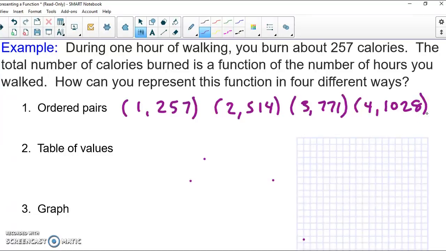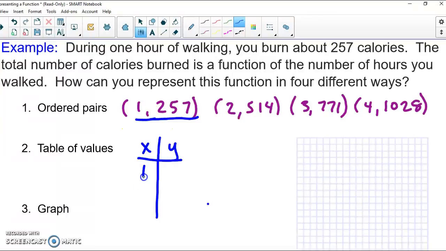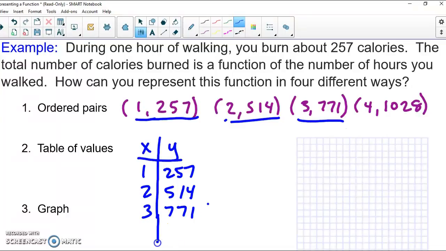So now the second way to represent my function would be in a table. So if I want to make a table, I'm going to take the same information and I'm just going to list it in a different form. So I'm going to make my XY table, and I'm going to put my first ordered pair in my table, and then my second ordered pair, and my third ordered pair, and my fourth ordered pair.